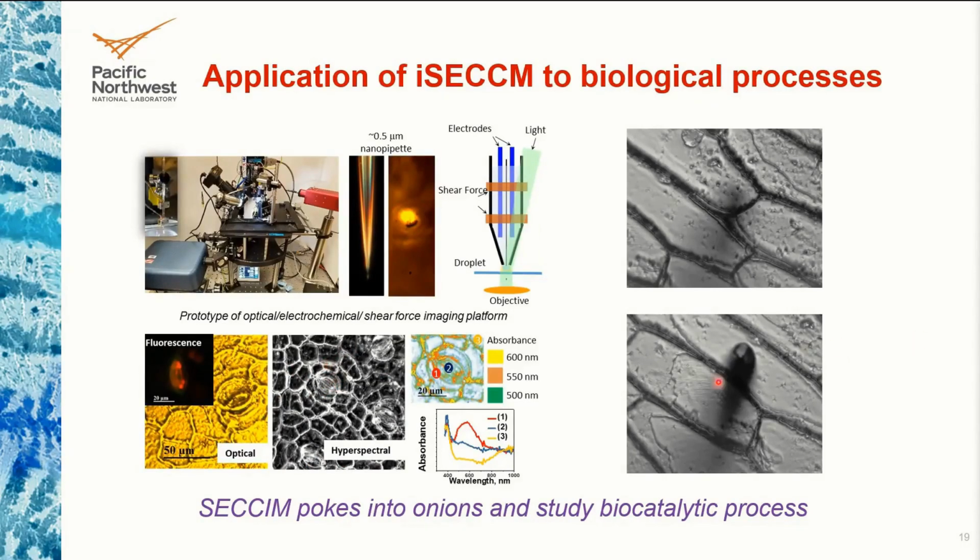The SECCM technique allows us to land on each part of the onion cell, and then understand how the ion conductance or other electroactive species react, or you can actually do any type of electrochemical reaction and then monitor the signal. So this is a quick example, but we are still working towards making a good application using the hyperspectral imaging, and it will probably also be applicable to study biocatalytic or biomimicking catalysis in future.